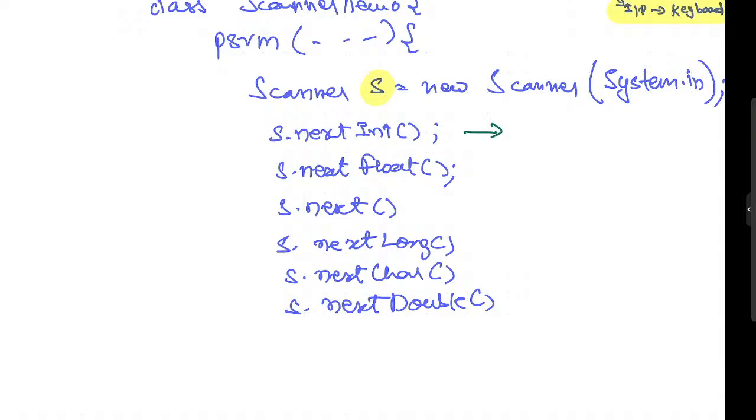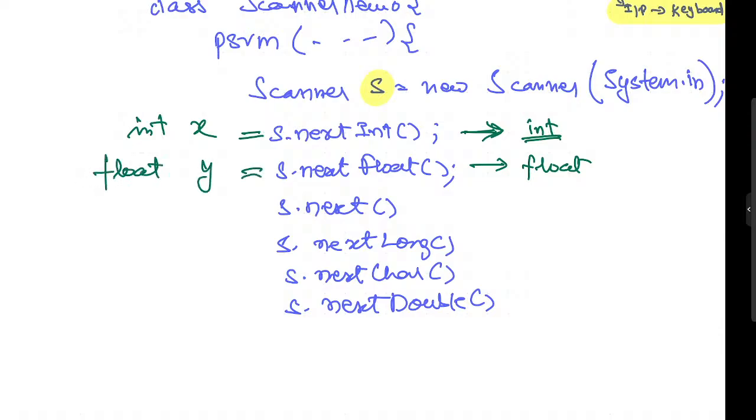If you know that your input is all integers, you'll use s dot nextInt, and you have to store it in an integer, right? If you are going to get a float value, you use s dot nextFloat, and you will have to store it in a float value, float y, right?